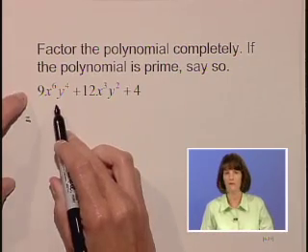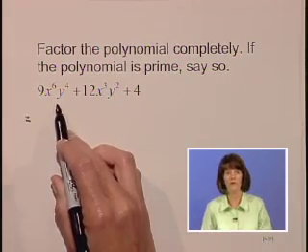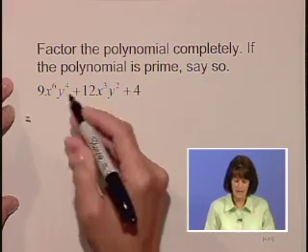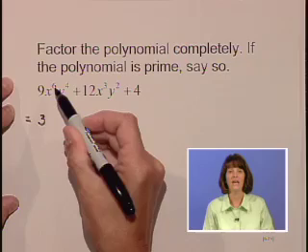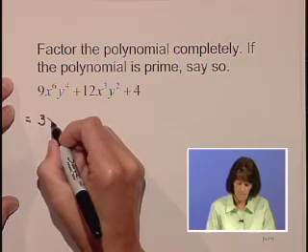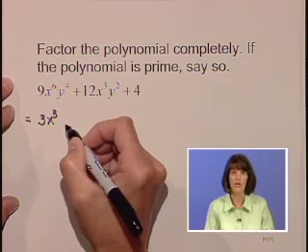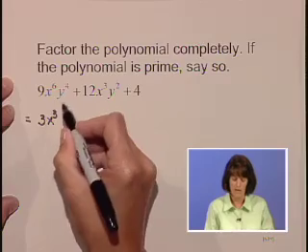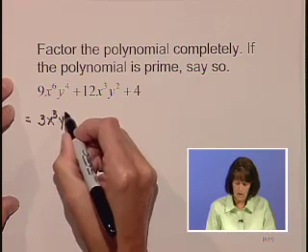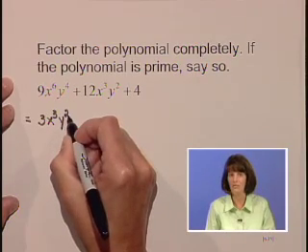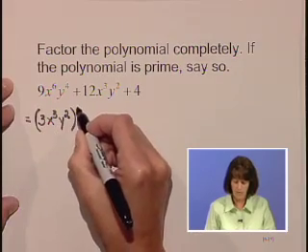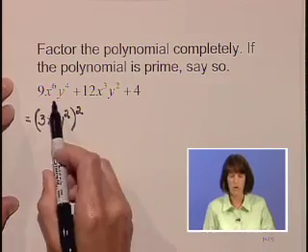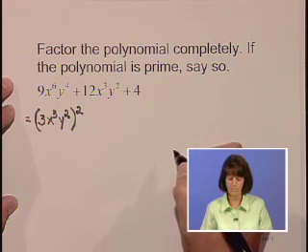As we look at this first term, let's notice that it's a perfect square term. That 9 comes from a 3 times 3. The x to the 6th comes from x to the 3rd times x to the 3rd. And y to the 4th comes from y squared times y squared. So if we take 3x to the 3rd, y squared, and square it, we'll get that first term.